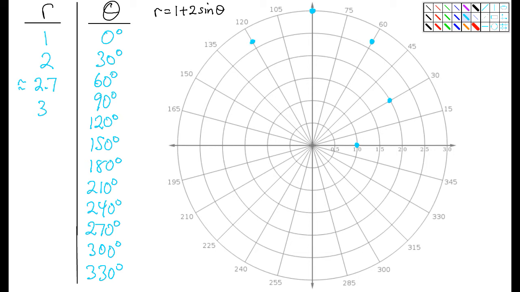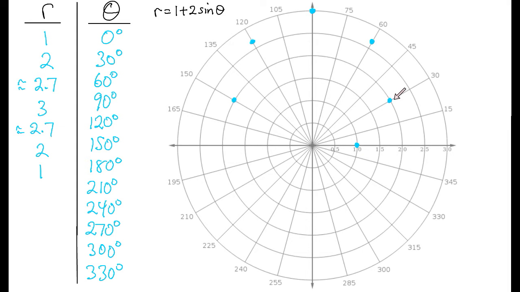Now, of course, you can just plug in 120 degrees and you're going to realize, wait, that's the same thing as when I plugged in 60 degrees. I'm going to get about 2.7. Right, for 150, I'm going to get 2. And for 180, of course, sine of 180 is 0, so I just get r equals 1. And I'm going to plot those other points right now. Right, 150 is right here. Notice that's the reflection of this point, and then the reflection of this point, well, that's right here.